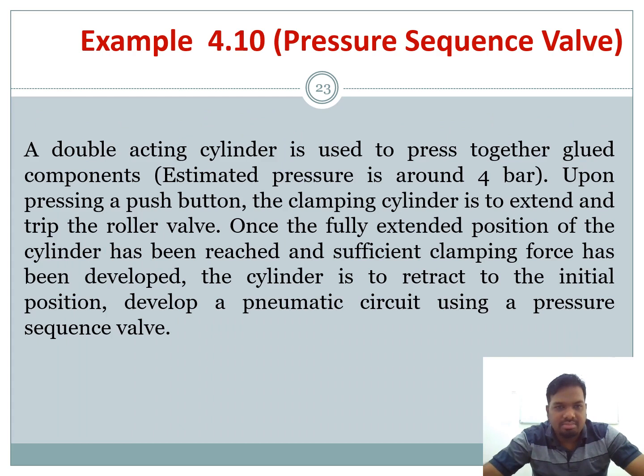Okay, so we move to the next example, example 4.1.10. Pressure sequence valve. A double acting cylinder is used to press together glued components. The estimated pressure is around 4 bar. Normally in the system, you have an operating pressure range. So for this case, you have 4 bar. Upon pressing a push button, the clamping cylinder is to extend and trip the roller valve. Once the fully extended position of the cylinder has been reached and sufficient clamping force has been developed, the cylinder is to retract to the initial position. So they ask you to develop a pneumatic circuit using a pressure sequence valve.